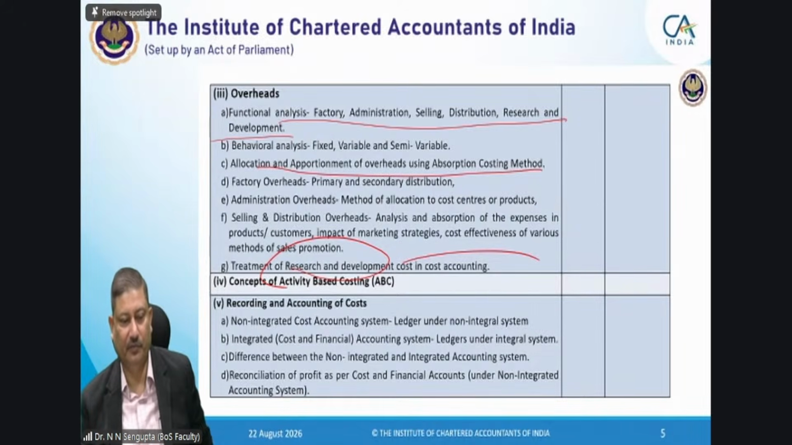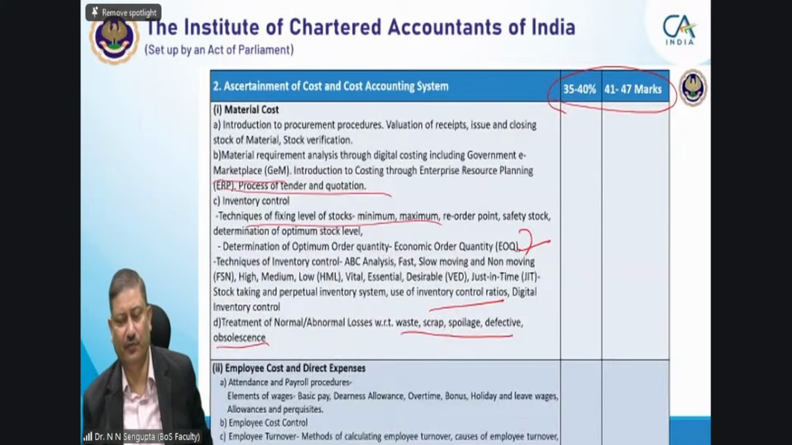ABC, improvement of overhead distribution and correct overhead distribution, that is activity based costing based on the cost driver. Very important concepts, and we need to understand these things very thoroughly. And then recording and accounting of cost, non-integrated, integrated, difference between the two, and reconciliation of profit as per cost and financial accounts under non-integrated accounting system. So this is the major part. You can see that 41 to 47 marks.